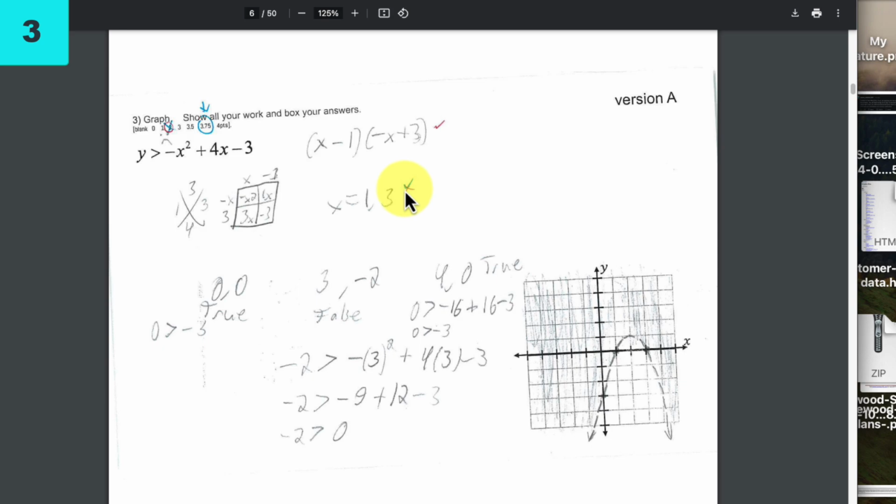yeah, these are okay. So I put a check here, and then they tested 0, 0. So that was true. The only thing I took off, I had it dashed. That's correct.